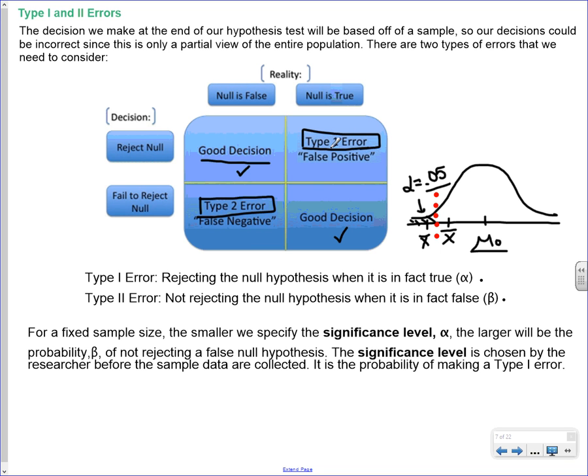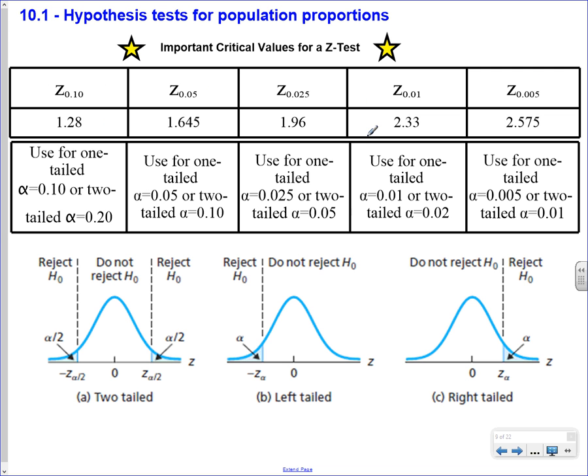So it kind of depends on what kind of test you're running. Maybe you are more concerned with the type 2 error, and so you might want to make sure you prevent that from happening as opposed to the alpha. But in most of the tests we do, we're more concerned with this up here, okay?